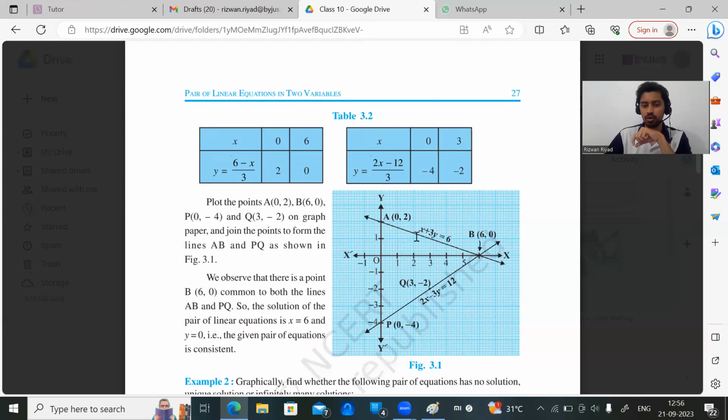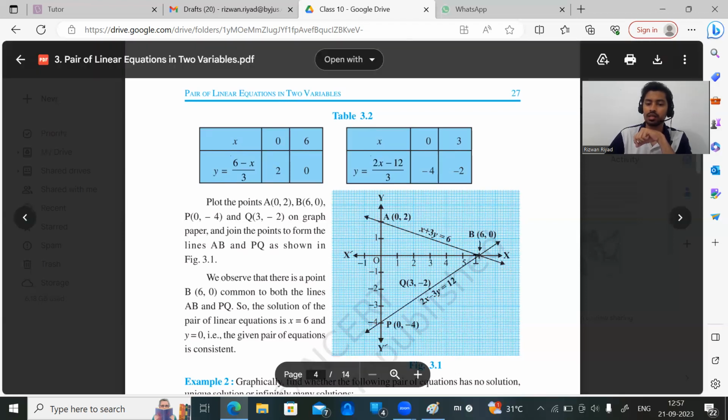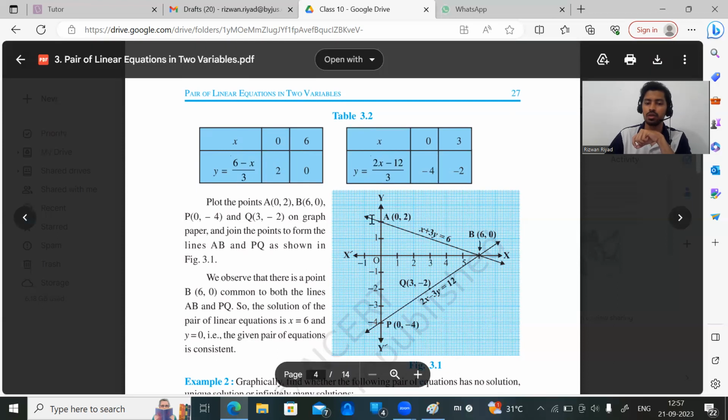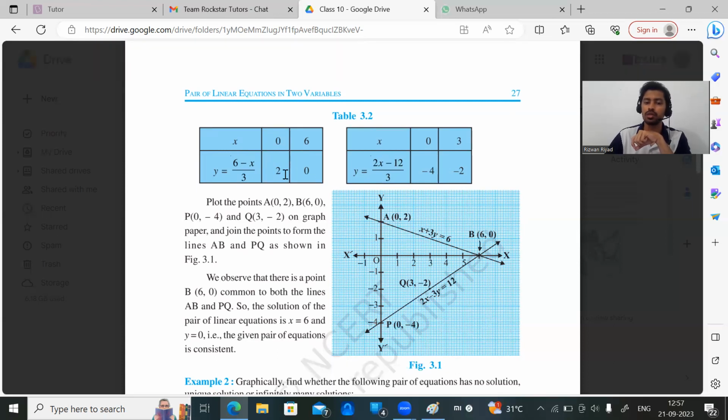Then draw a straight line connecting these 2 points. That straight line is nothing but the graph of this equation, because this table is representing the first equation, x plus 3y equal to 6. So this straight line is based on this table. This is the graph of our first equation, x plus 3y equal to 6.